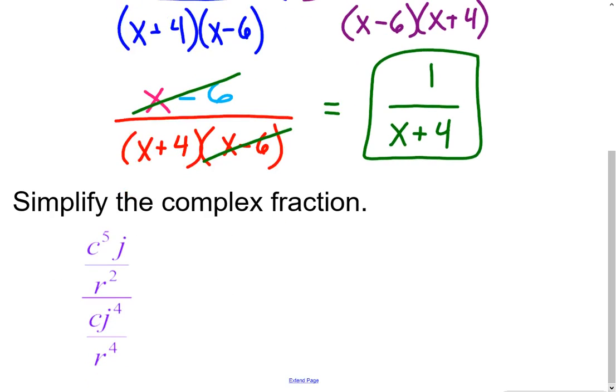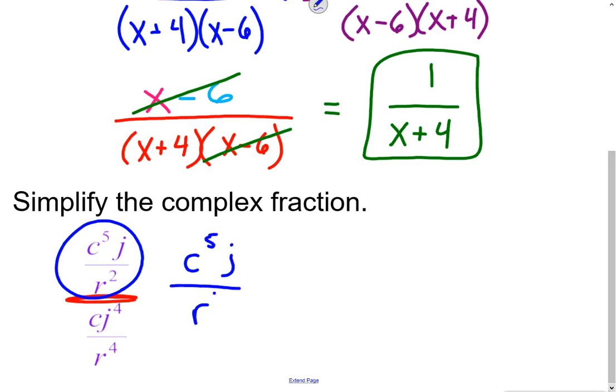Now my next one, I have another complex fraction, similar to the one on the previous slide. Just the one on the previous slide was all numbers. Now I have all variables. But again, I look at this and go, what does that mean? That means to divide. So to divide means to multiply by the reciprocal. So I'm going to start off with my numerator, which is c to the 5th j over r squared.